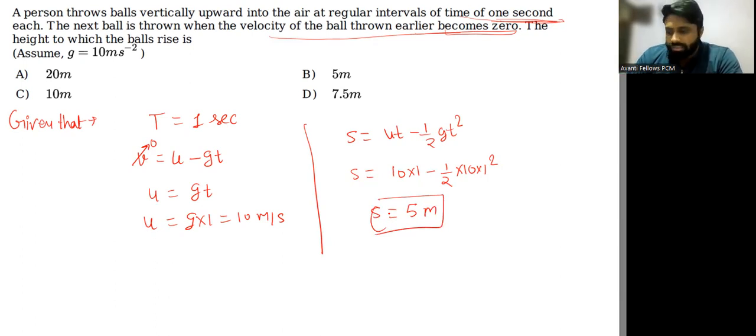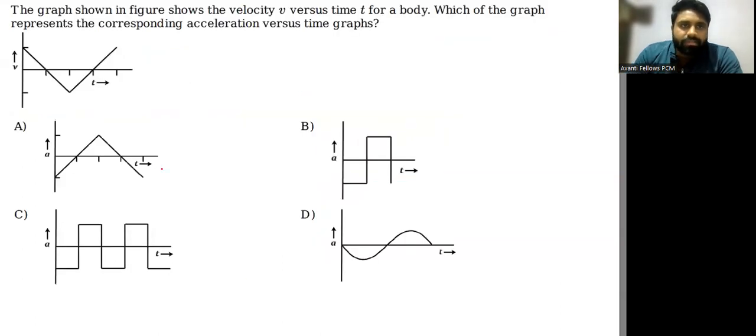You need to understand that when the ball goes to the maximum height, the velocity of the ball becomes 0. Now, the graph in the figure shows the velocity versus time t for a body. Which of the graphs represents the corresponding acceleration versus time graph?